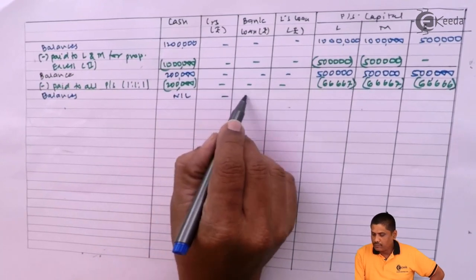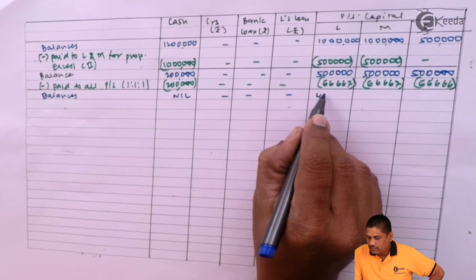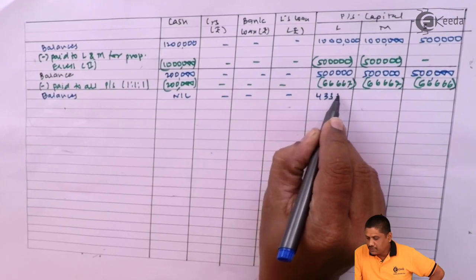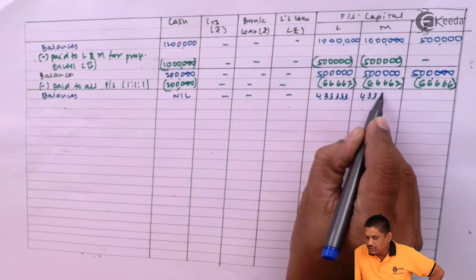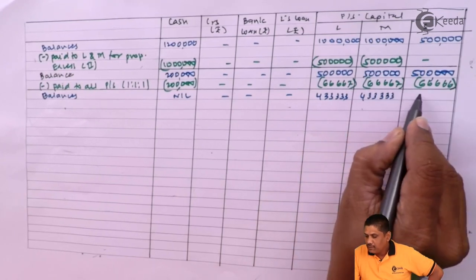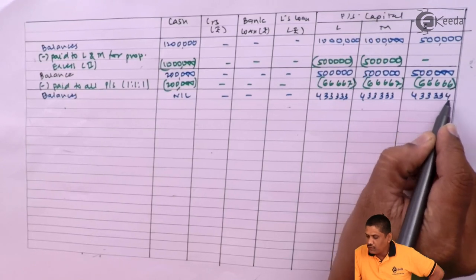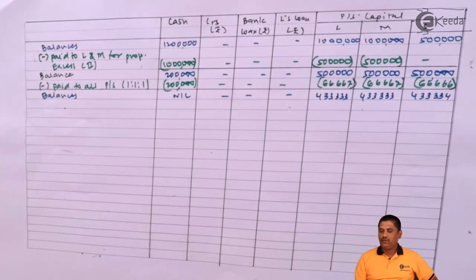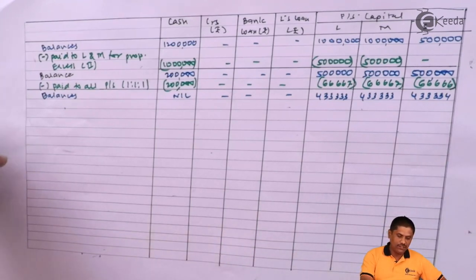Cash nil. Capital account of partner 4,33,333, 4,33,333, 4,33,334. It is how I will get the balance. Okay. Now let us see the next realization.